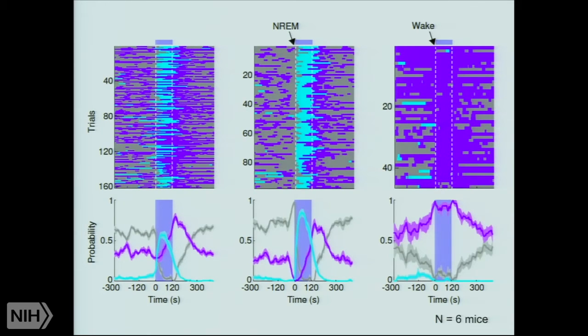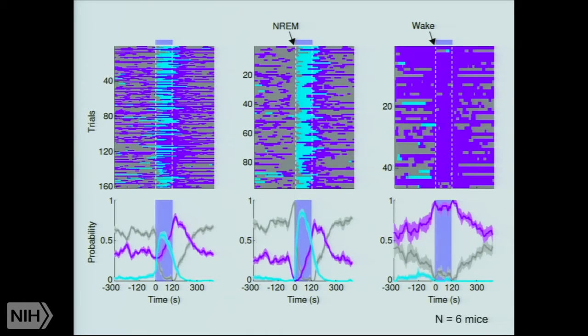So this is a summary of the data from 6 mice, all the trials that we applied. We aligned these trials by the time of laser stimulation, which is this bar here, right? So it's 2 minutes per trial. Just eyeballing it, you can see that during the laser period, there's a lot of light blue, right? Indicating that most of the time he was in REM sleep.